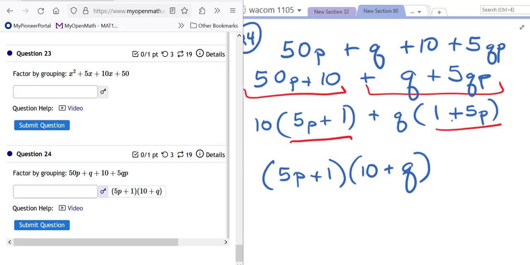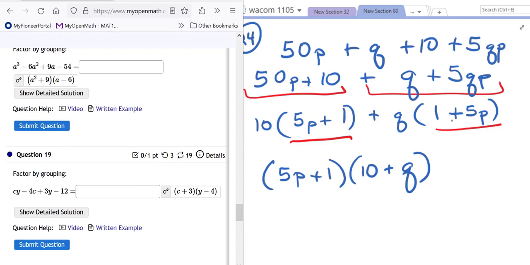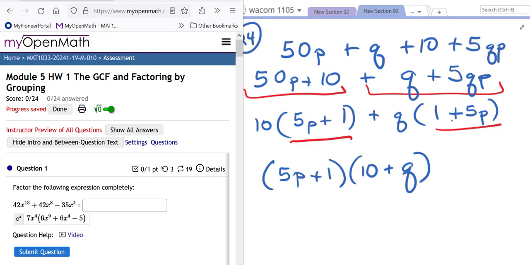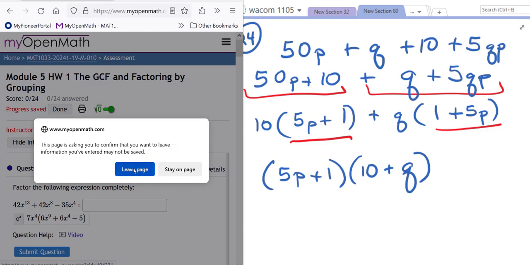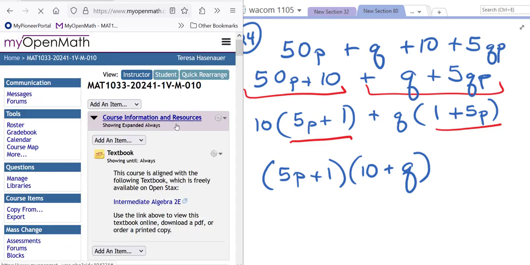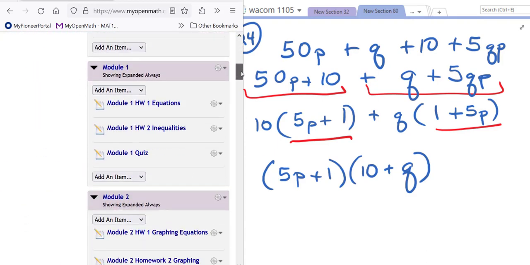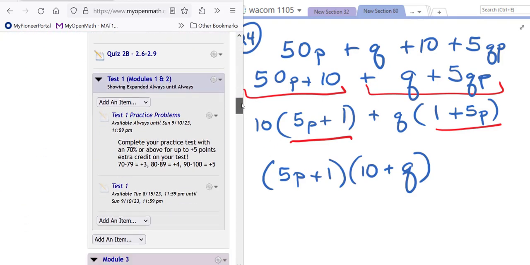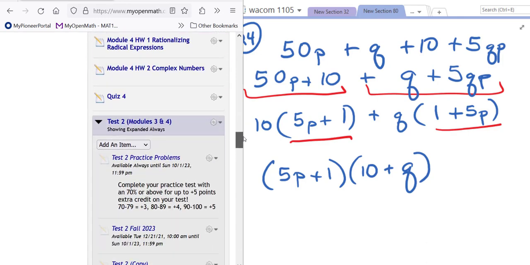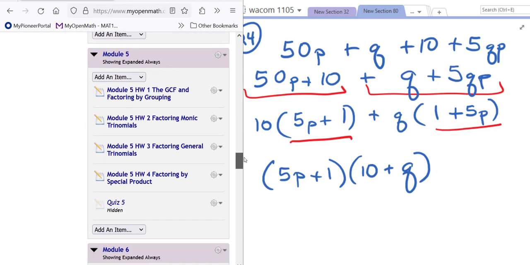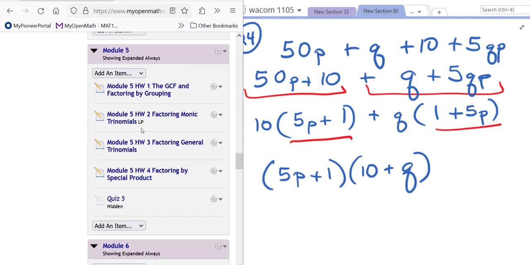Okay, so that is your first section. We've learned two methods of factoring: factoring by GCF and grouping. All right, so next we're going to work on what I call the nice trinomials. And this is actually probably the most common kind of questions you get, the trinomials. The monic trinomials.